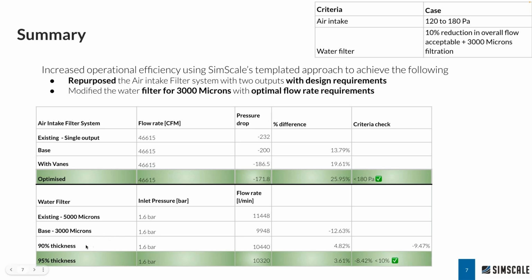So we made a few changes to the thickness of the porosity. With 90 and 95% thickness, we have a respective flow velocity reduction of about 5 to 3%, and we can easily pick the 95% thickness because it is a good balance between the flow rate and also it can now capture 3000 microns of debris. That's the summary of how you can use SimScale to accelerate your design process in terms of operational efficiency, and in terms of scaling up your simulations and finding out the optimal results here.